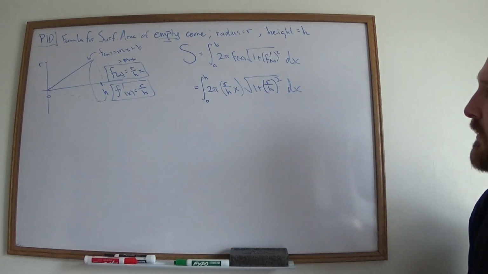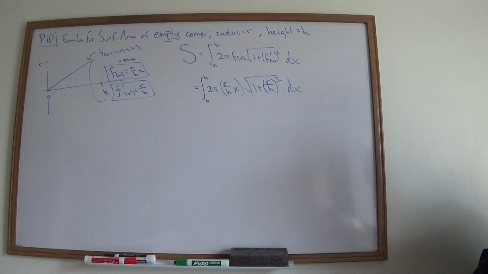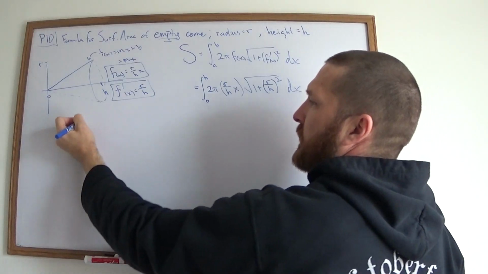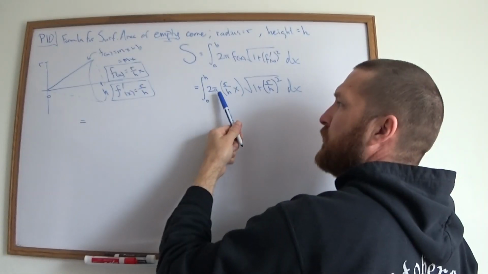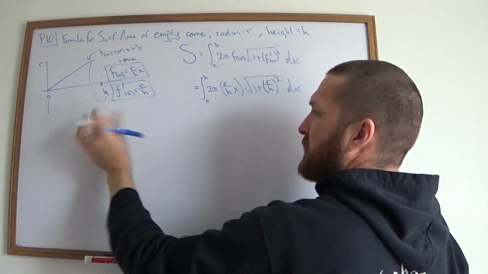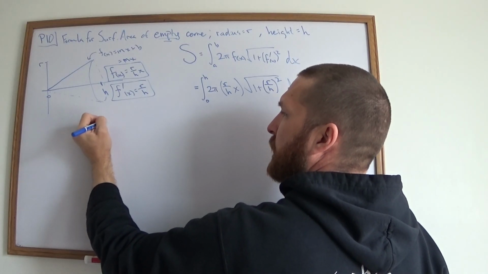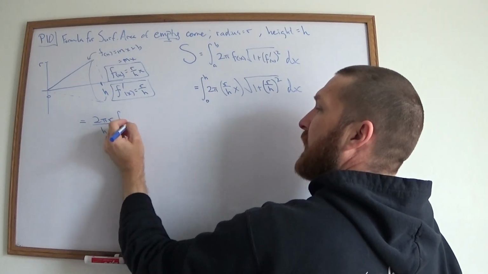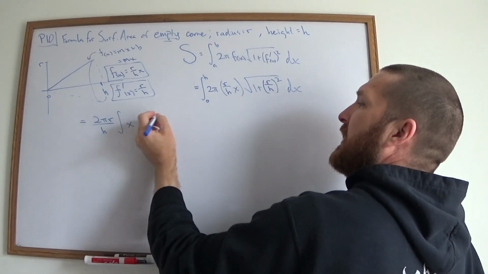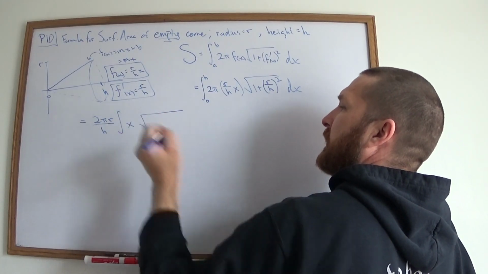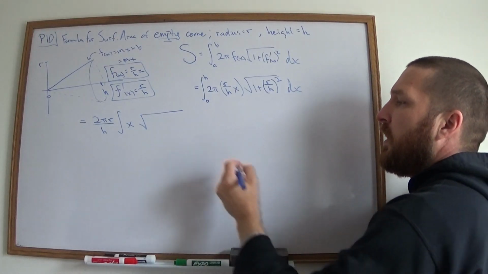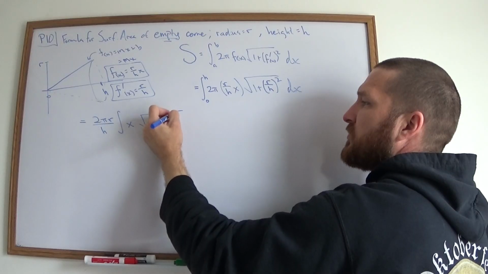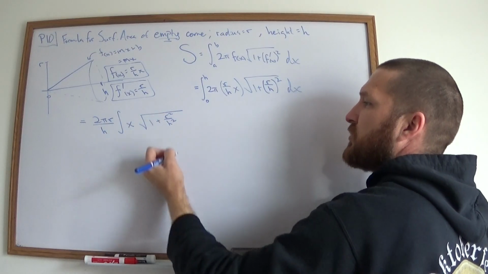Let's make our lives a little bit easier here by pulling out the constants. So I'm going to start here. I'm going to pull out 2 pi r over h. That's all one constant. So that's 2 pi r over h. I have the integral of, now it's just x. Now this square root, I'm going to operate on it a little bit to make it look better too. That's the square root of 1 plus r squared over h squared.